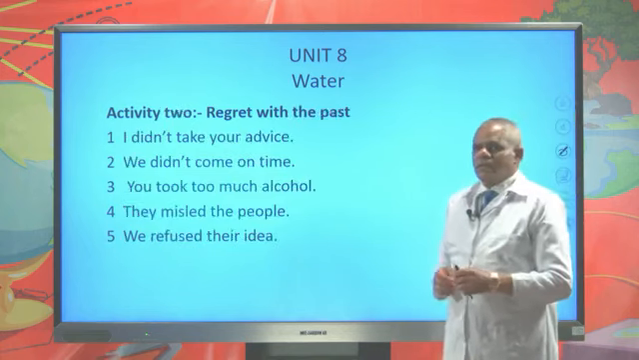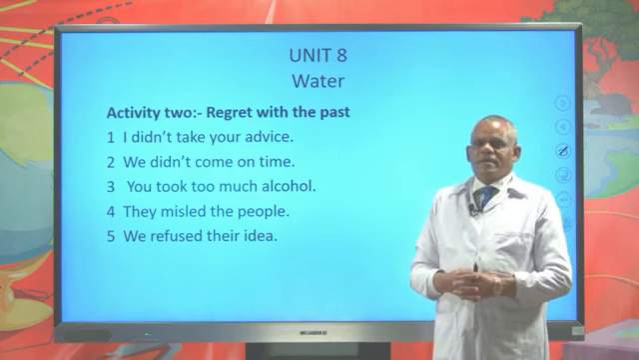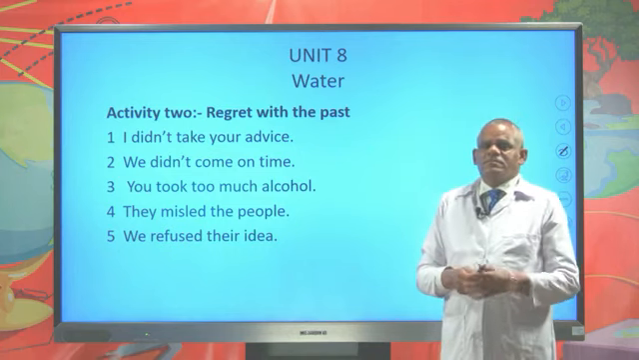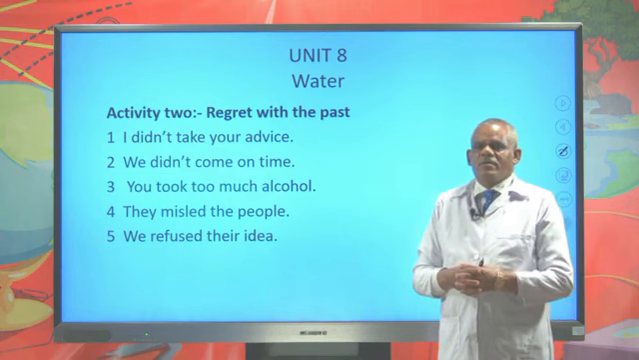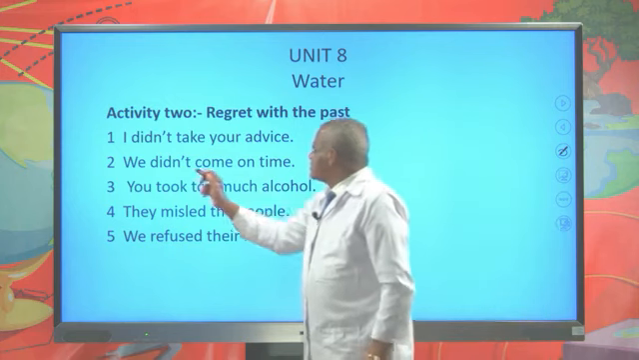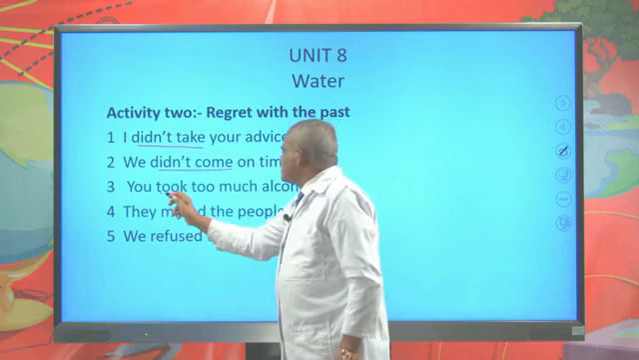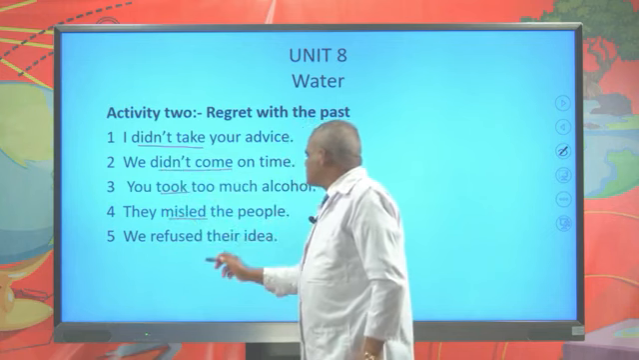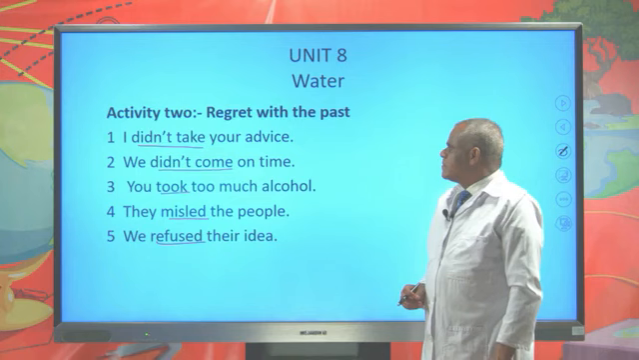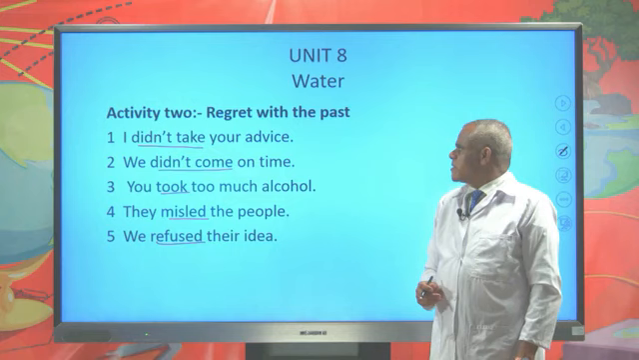Let's go to the regrets with the past. We have seen so far how you regret about the present and the future. Now, these are sample activities. You are going to regret with the past. Look at the sentences. I didn't take your advice. In every sentence, here are the verbs. You see? Now, the speaker wants to regret in the past. I didn't take your advice.